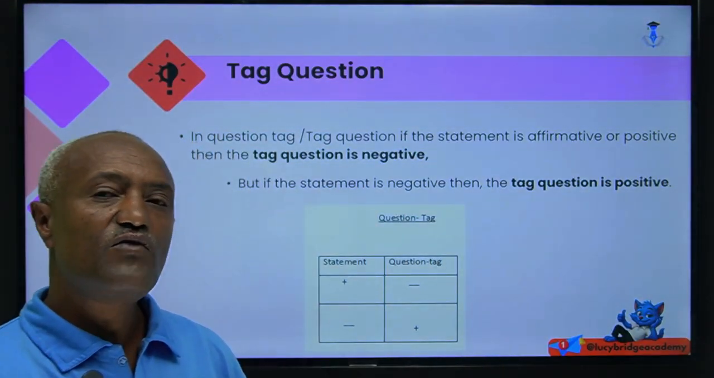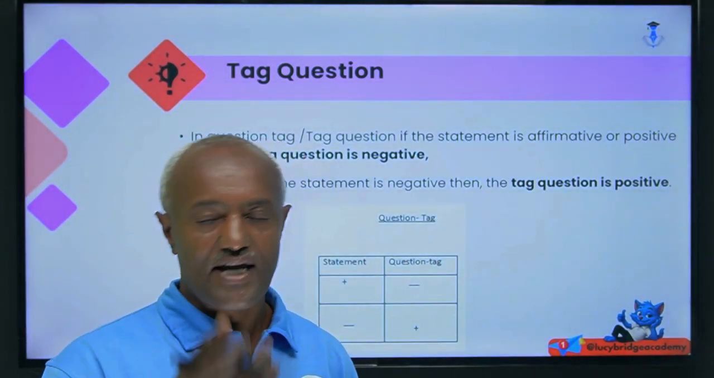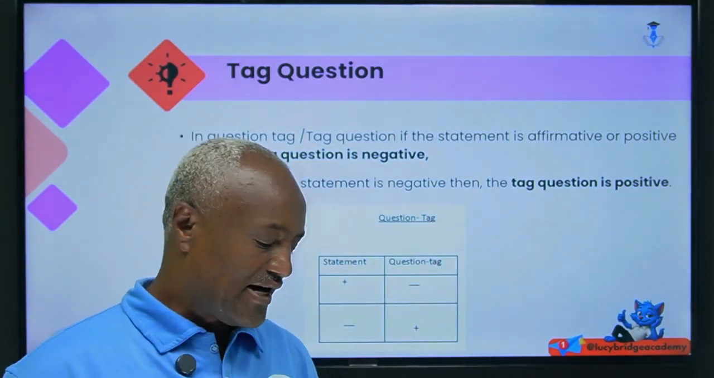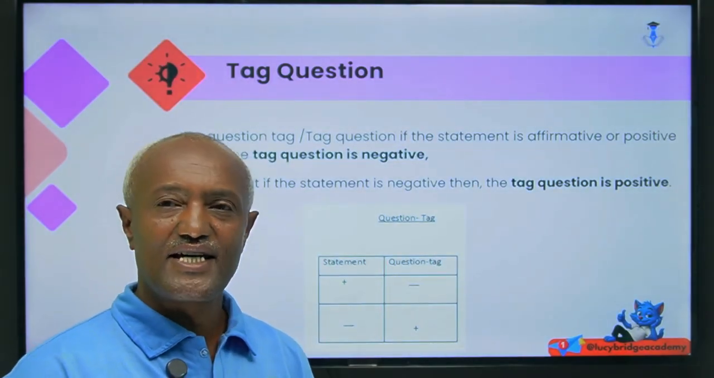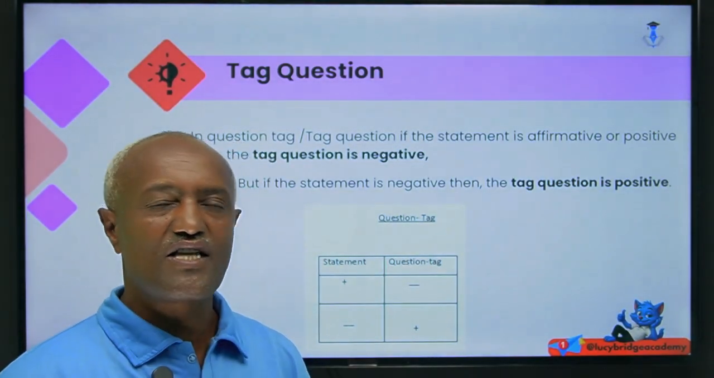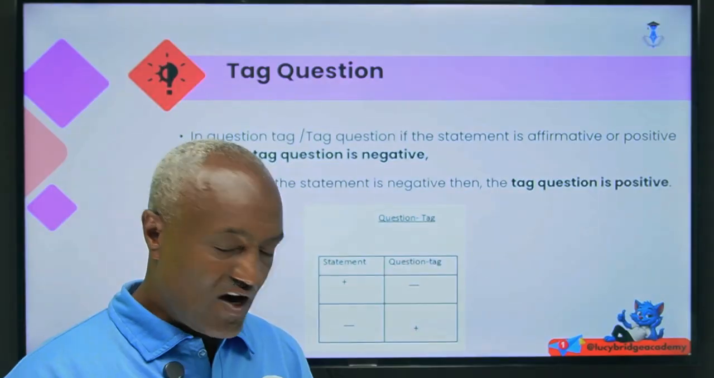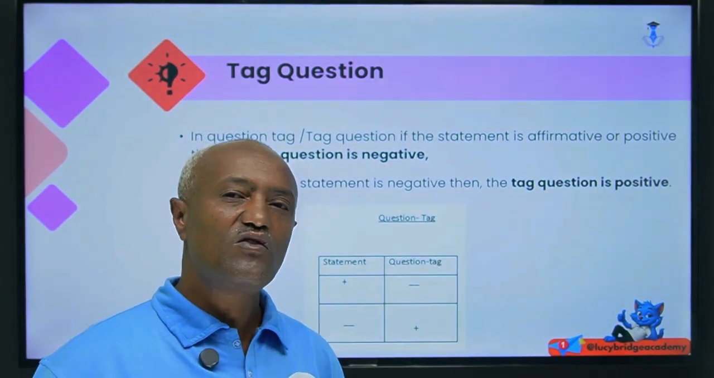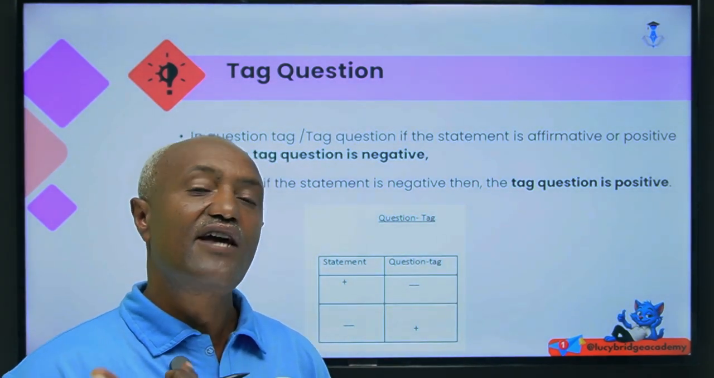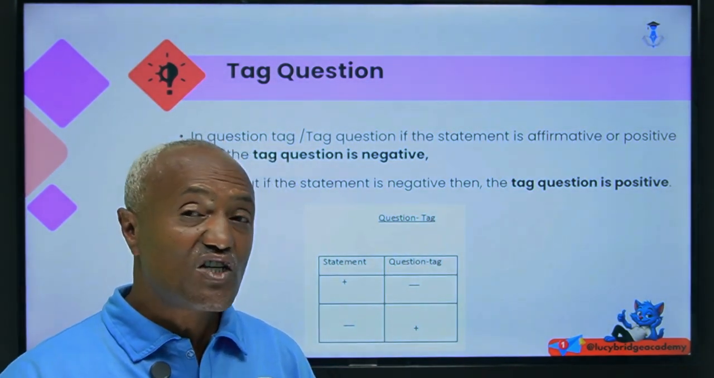So this is from Lucybridge Academy. I'm giving you a very colorful and interesting topic concerning what students most of the time have a problem with. So to make it as clear as possible for you, I use simple examples, and I know your susceptible area, so I'm touching that one.